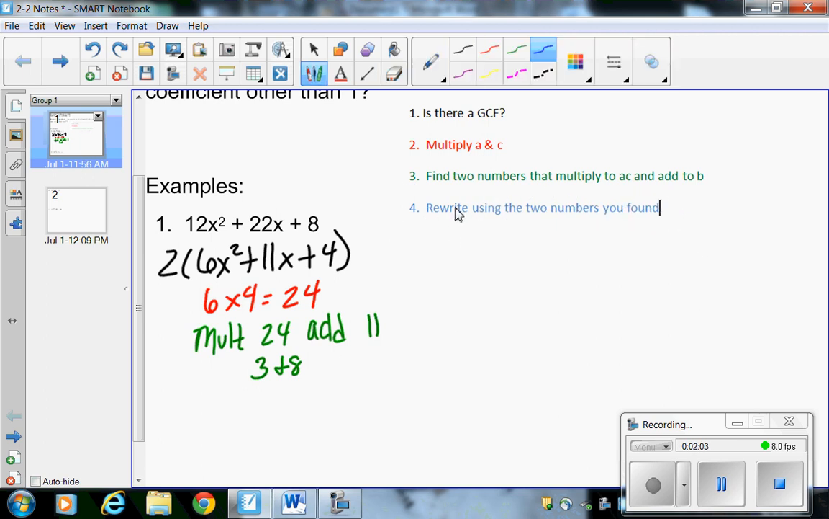The fourth step says to rewrite using the two numbers we just found. So I'm going to carry down the 2. I'm going to carry down the 6x squared. But now instead of rewriting it with the 11x, we're going to replace it with the 3 and the 8. So now this is going to become a 3x plus an 8x, and then we still have that 4.